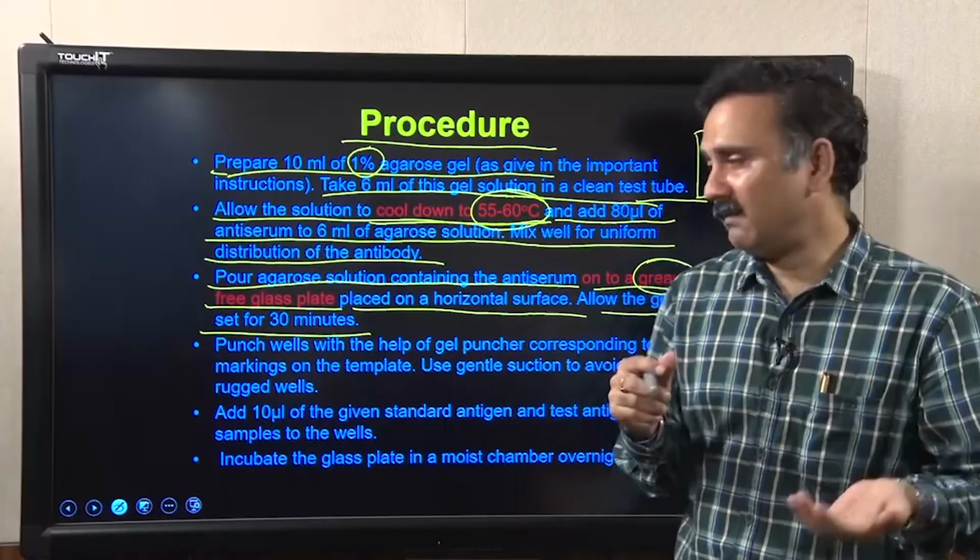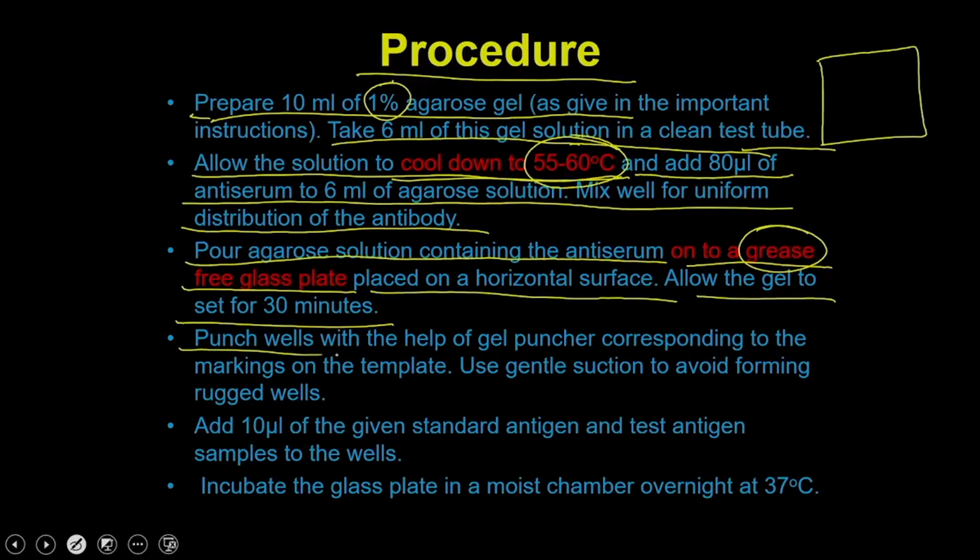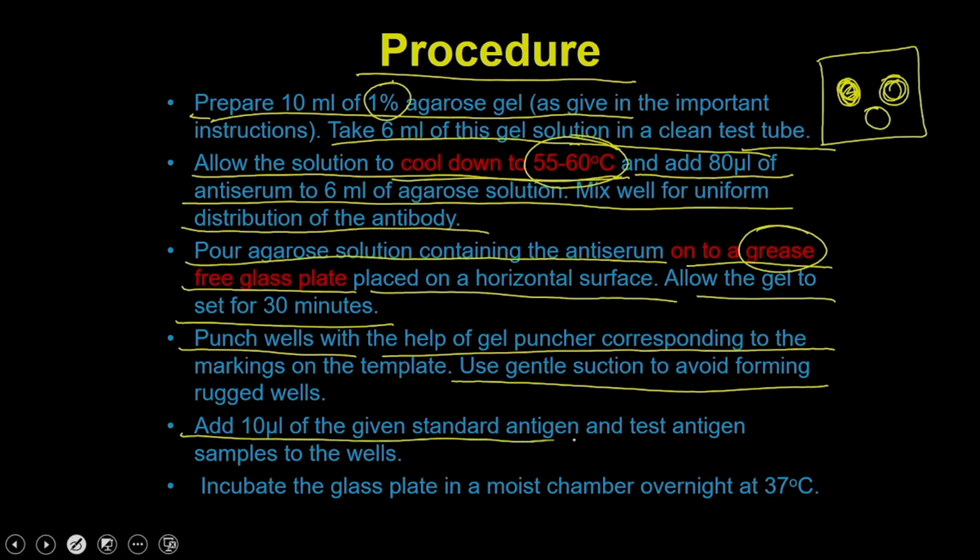Once the agarose is solidified, you punch the wells with the help of a gel puncher, making holes so that you will be able to load the antigens into them. Once you have made the hole, you can remove the agarose plug, so that there will be a well to load the samples. Then you add 10 microliters of the standard antigen and the test antigen into the wells.